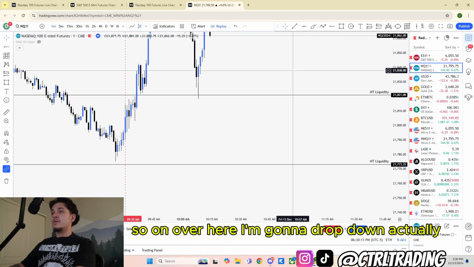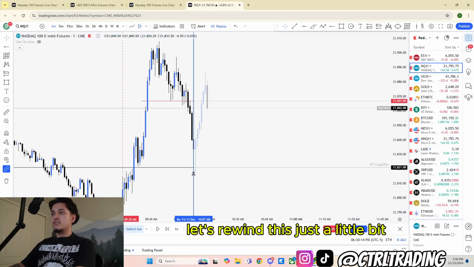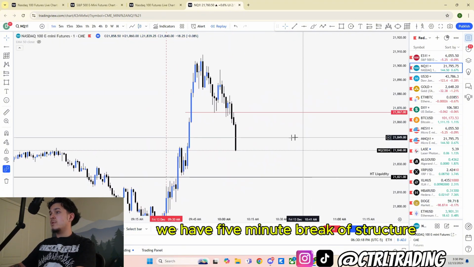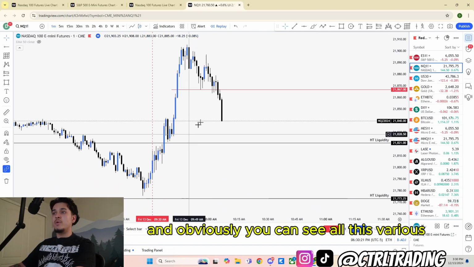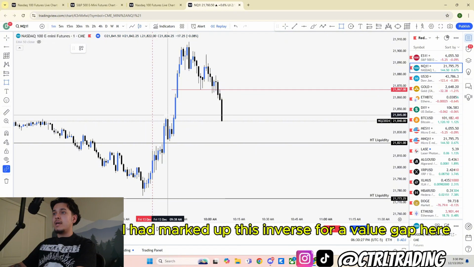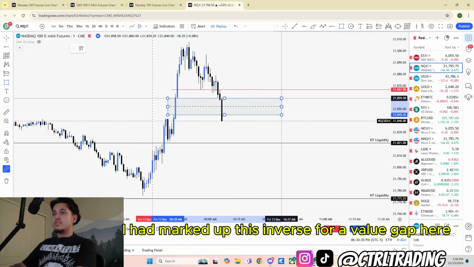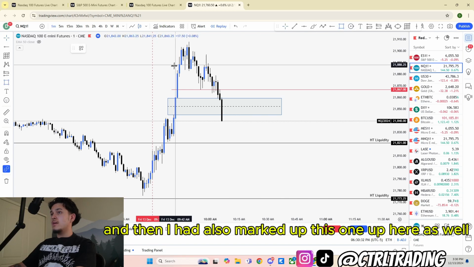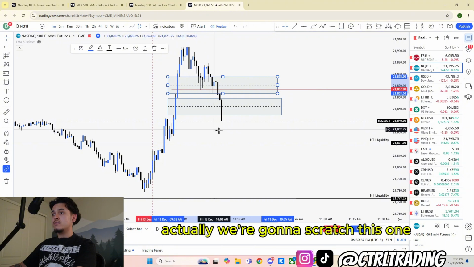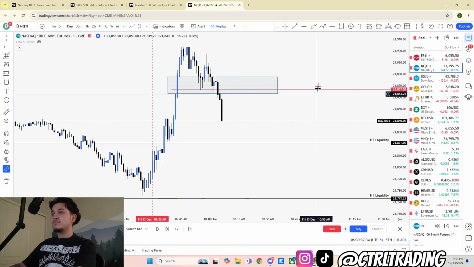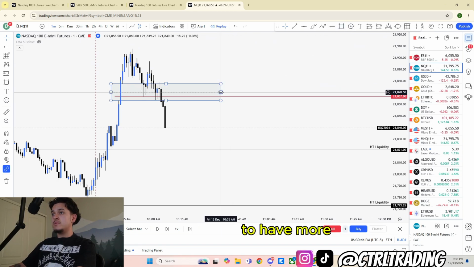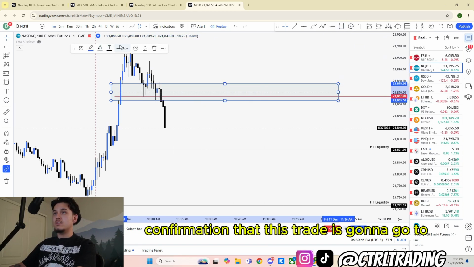So over here, I'm going to drop down. Actually, let's rewind this just a little bit because I want you guys to see how it happened. So we have a liquidity sweep, we have a 5-minute break of structure, and obviously you can see all this bearish price action that we have here. I had marked up this inverse fair value gap here, and then I had also marked up this one up here as well. Actually, we're going to scratch this one. All right, so at this point, I'm looking for a retracement to have more confirmation that this trade is going to go to the downside.